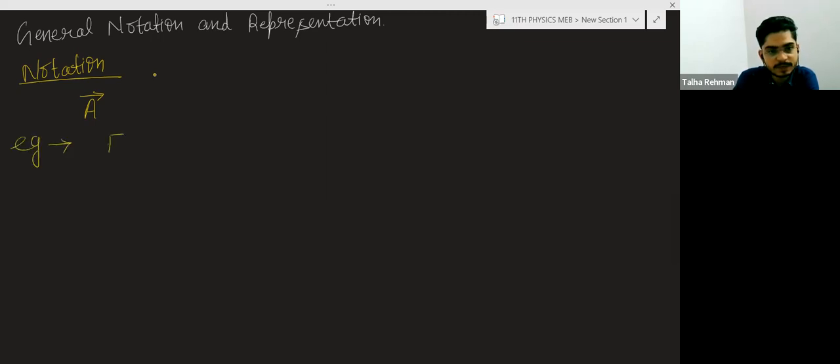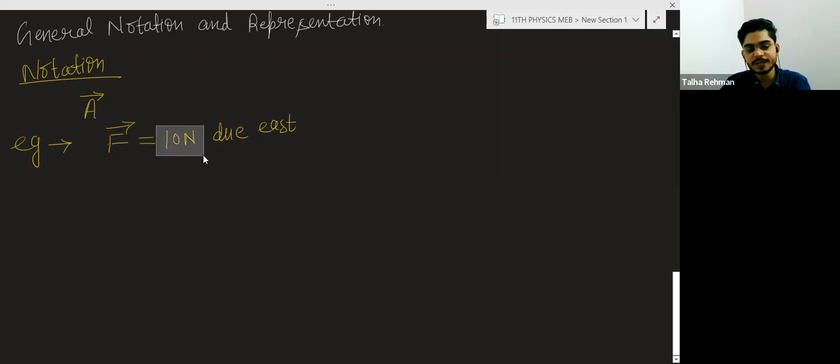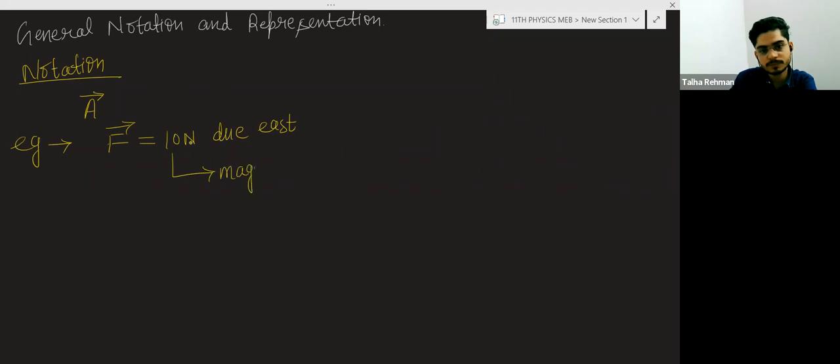For example, suppose it is written like force vector. This is the force vector. F, I am representing here a force vector. This can be written as 10 Newton due east. What is the meaning of this statement? This is the magnitude and this is the direction. Means 10 Newton force is acting along east direction. So 10 Newton is the magnitude and this east is the direction.